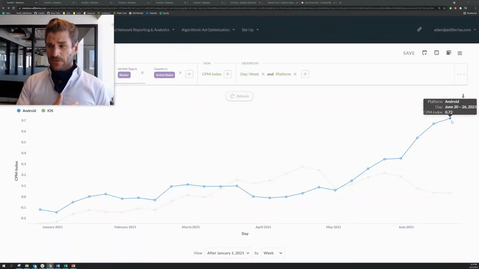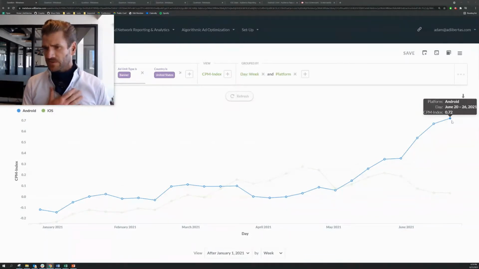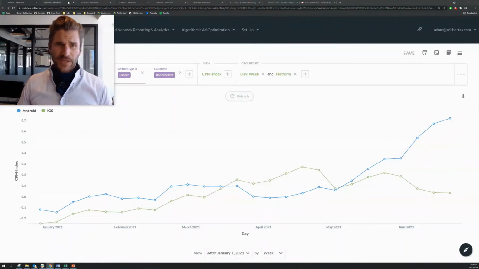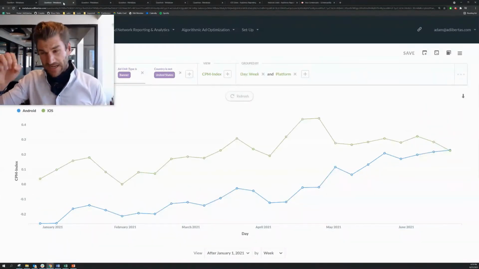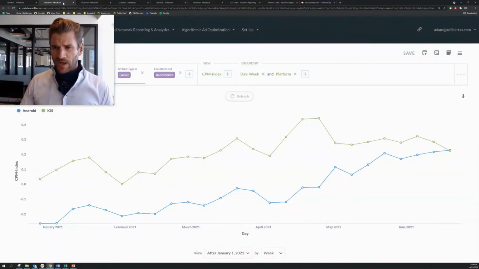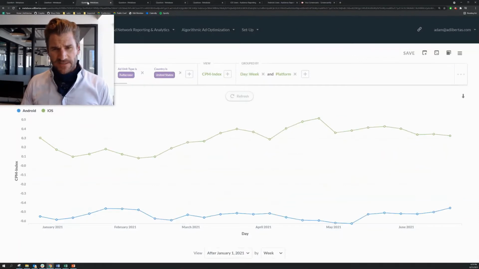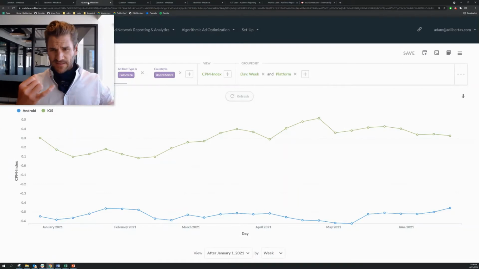So for the first time in the history of mobile advertising, as long as I've been around, which is as long as the smartphone's been around, we're seeing Android CPMs in the US far outstrip iOS, which is super interesting. If you look outside the US, you'll see that the index CPMs for Android have met iOS, which is pretty interesting as well, which means it's not just relegated to the US.